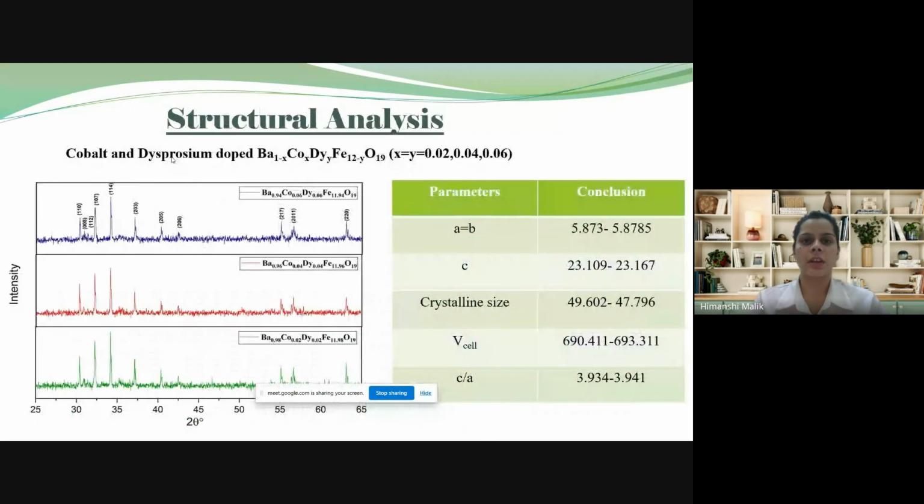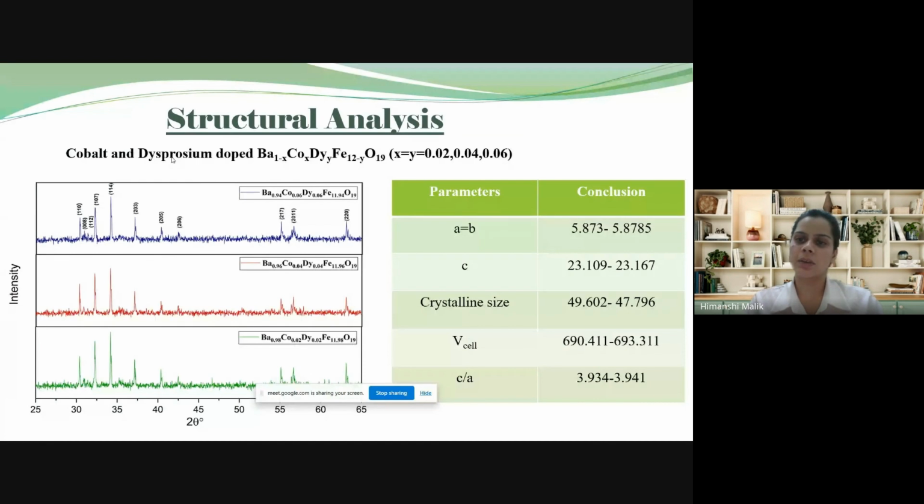Next is the structure analysis. For the structure analysis, I use XRD, and here is the XRD analysis of my material. In this result, we see that there is no impurity phase present in this material, and using this we calculate further parameters such as the a, b, and c lattice constants, crystallite size, cell volume, and c/a ratio. Here a, b, and c are the lattice constants.